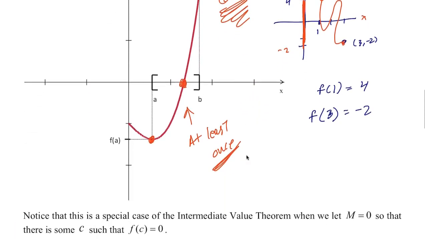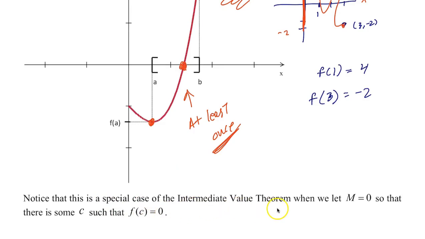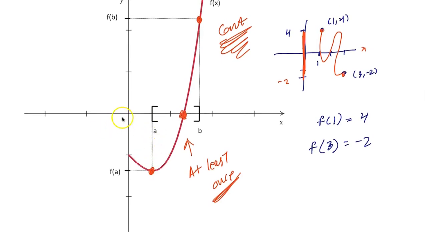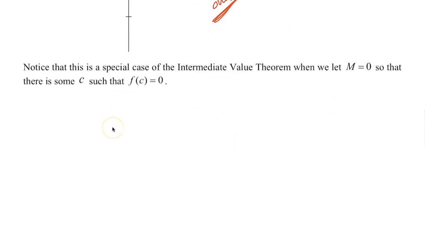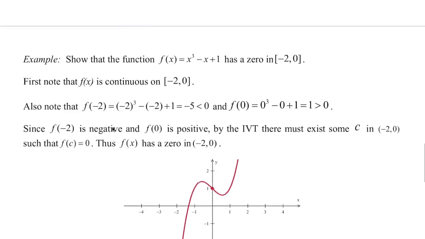Keep in mind, I want you to notice that this is a special case of IVT. I think I mentioned that, where we let m equal 0 so that there is some c such that f of c equals 0. So in this instance, the x value we pick, the y value we get is the 0 one. That's what we're looking for. That's all it is. So let's do an example using this.